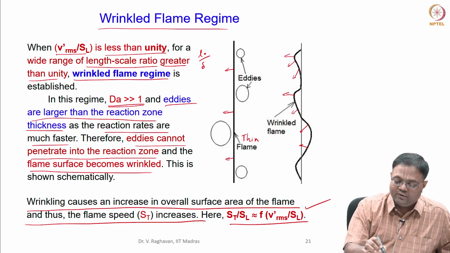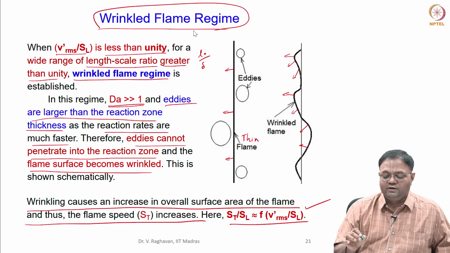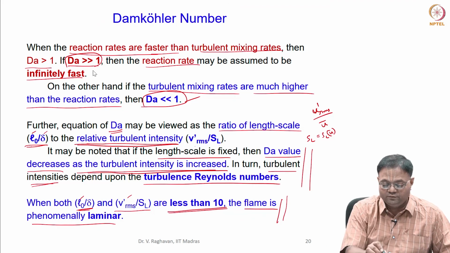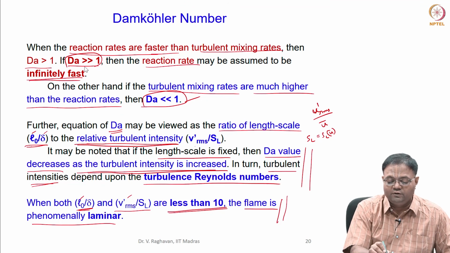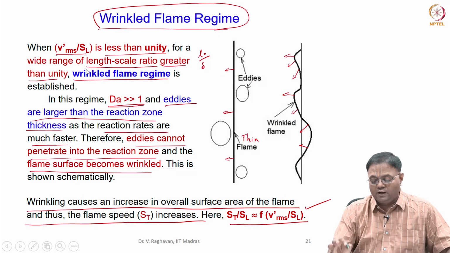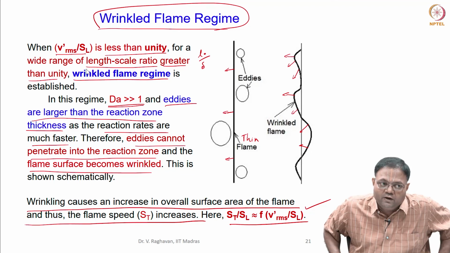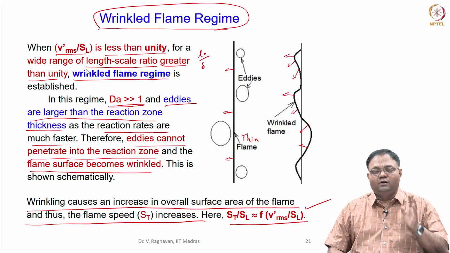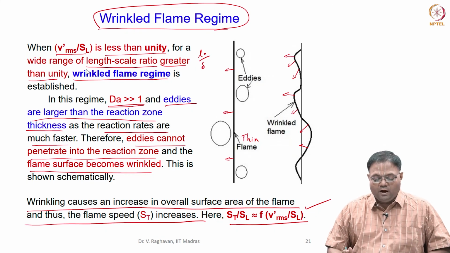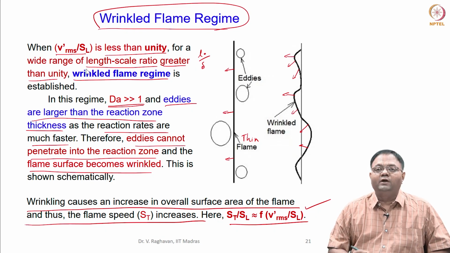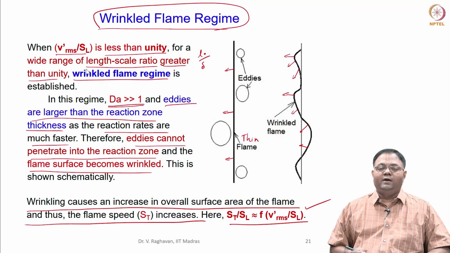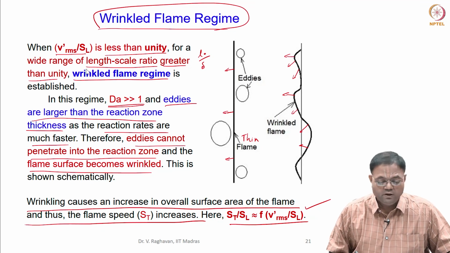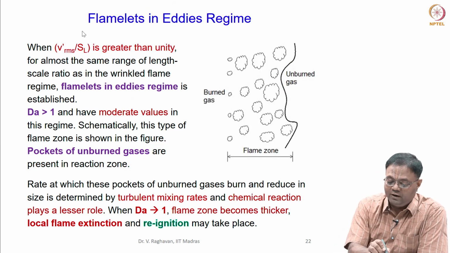So, the Wrinkle flame regime is the regime where the Damkohler number is much greater than 1. Here also we have seen infinitely fast chemical kinetics, Damkohler number much greater than 1. That regime will not have the eddies penetrating into the reaction zone, and the reaction zone is still controlled by the chemical mechanism. The action of the eddies is to increase the surface area of the flame in order to consume more reactants. So, that is the first regime. Second regime is called flamelets in eddies.